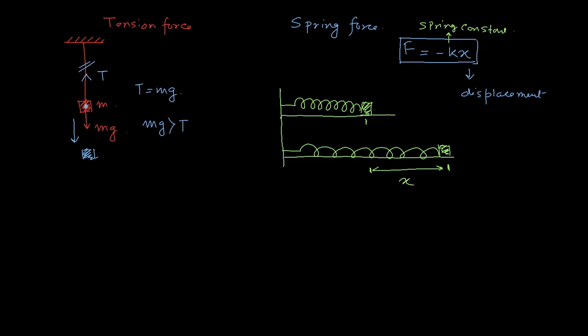Now you apply some external force F external over the mass M, and due to that the spring is stretched by a distance of x. Now what is the tendency of the spring? The tendency of the spring is to go back to its original position, and for that the spring applies some force. That means if the displacement is in this direction, then the force applied by the spring is opposite to it. That's why F is equal to minus K into X.